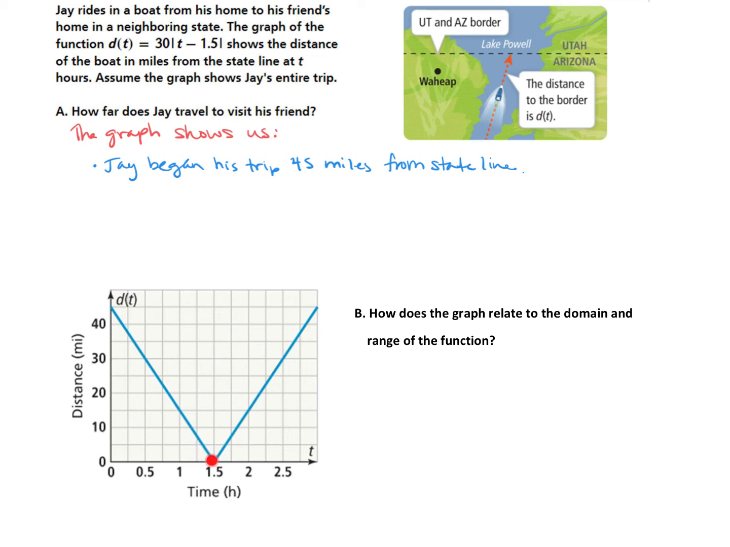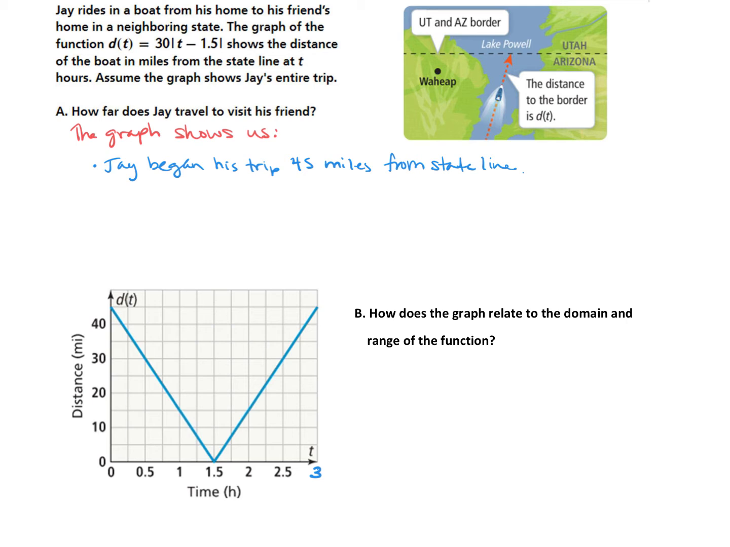Once he hits the state line, now his distance is increasing, which means he's moving away from the state line. After 2 hours, he's 15 miles from the state line, so he's heading home. After 2.5 hours, now he's 30 miles from the state line. And after 3 hours, I'm just going to add in a 3 down here. After 3 hours, he's 45 miles from the state line, which means he's back home.